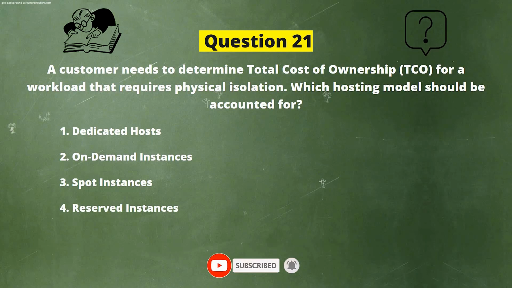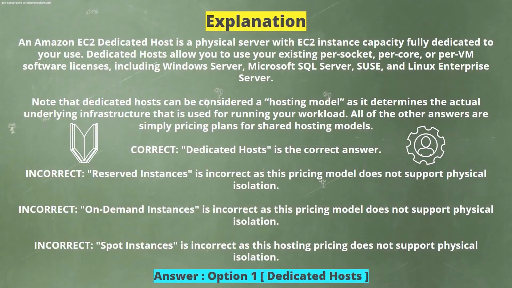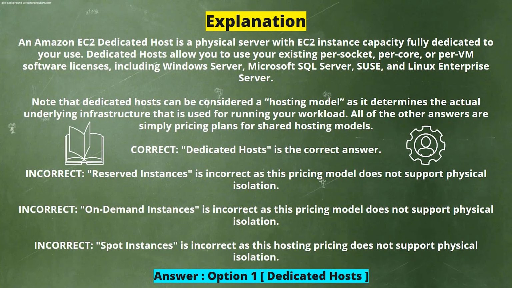Reserved instances. And the correct answer is Option 1. Dedicated hosts. Explanation. An Amazon EC2 dedicated host is a physical server with EC2 instance capacity fully dedicated to your use. Dedicated hosts allow you to use your existing per socket, per core, or per VM software licenses, including Windows Server, Microsoft SQL Server, SUSE, and Linux Enterprise Server.